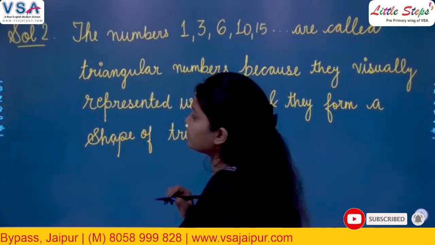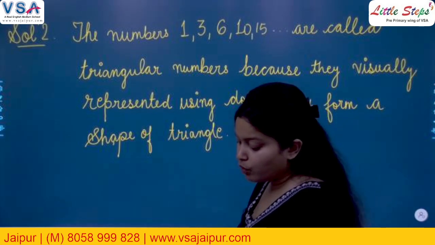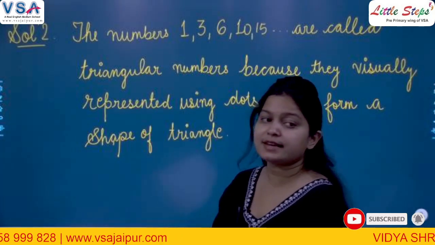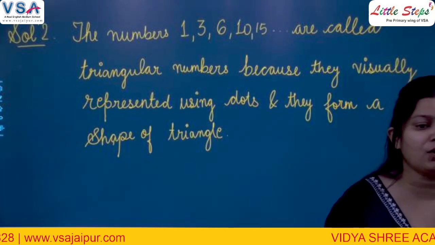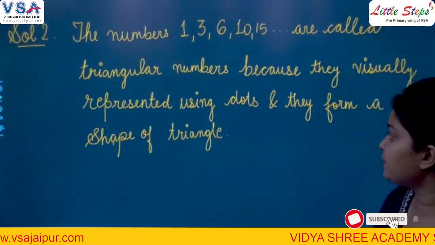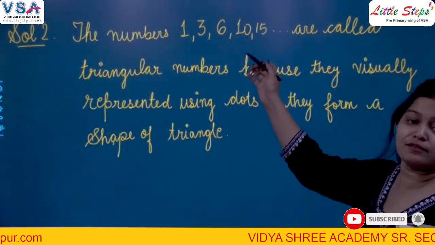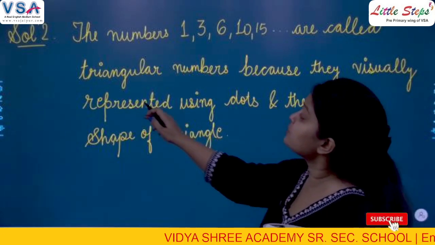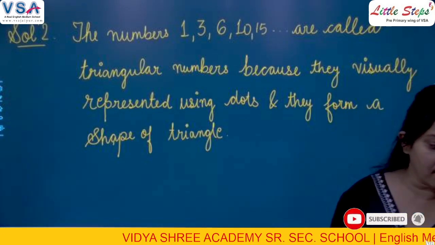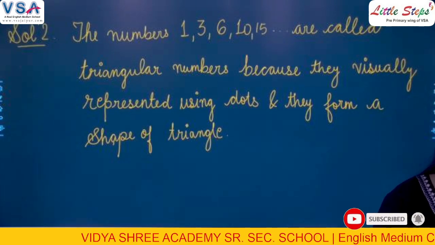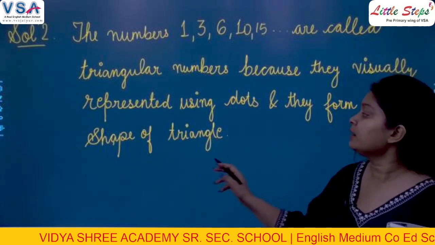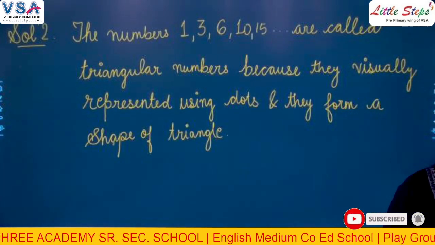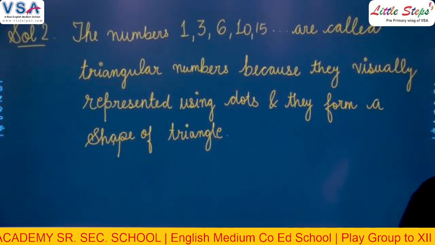So what the question is saying is, 1, 3, 6, 10, 15, why are they known as triangular numbers? As we already know, 1, 3, 6, 10, 15 are triangular numbers. But why is the name of the pattern triangular numbers? Just because when we use dots and visualize them, the shape will become like a triangle. Okay, let us check.